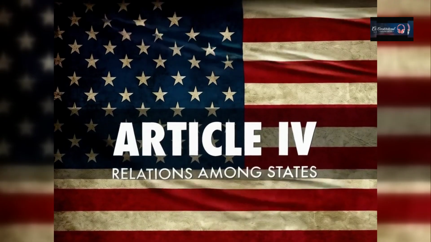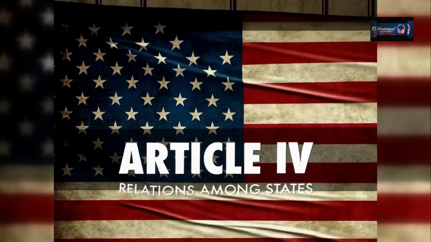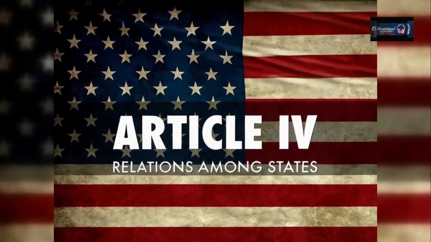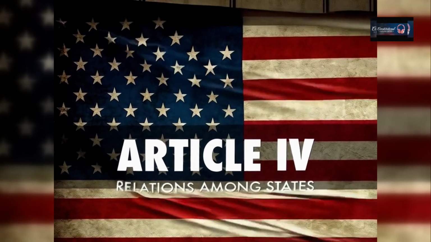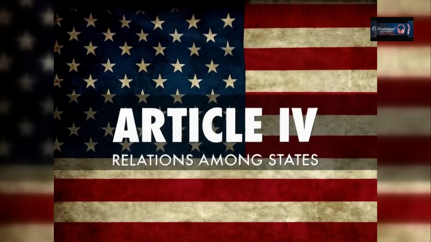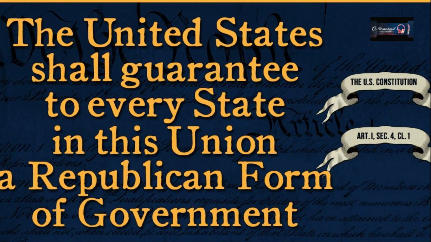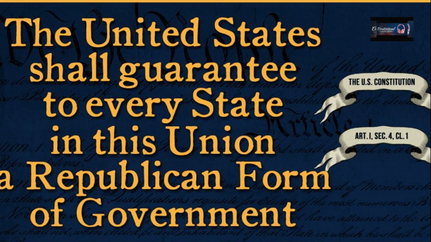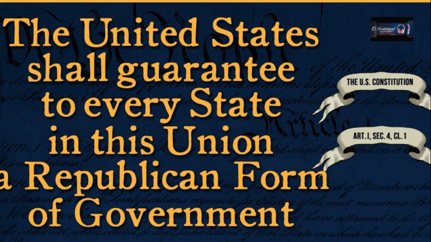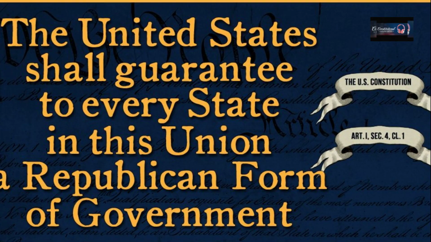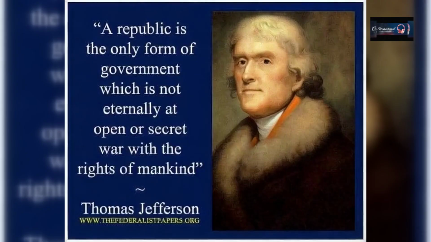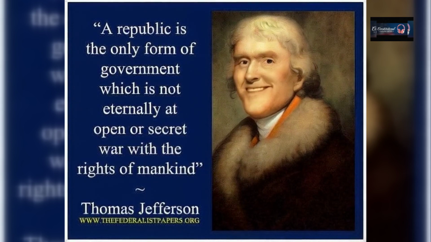Article 4, Section 4 of the United States Constitution contains three distinct but interrelated guarantees that form a crucial part of the federal-state relationship in the American constitutional system. The first guarantee in Article 4, Section 4, the United States shall guarantee to every state in this union a republican form of government, is commonly known as the Guarantee Clause. A republic is a form of government where the power to govern ultimately resides in the people, who exercise that power through elected representatives, with a written constitution, protective of minority rights under the rule of law.